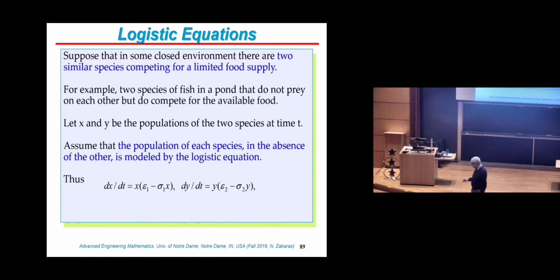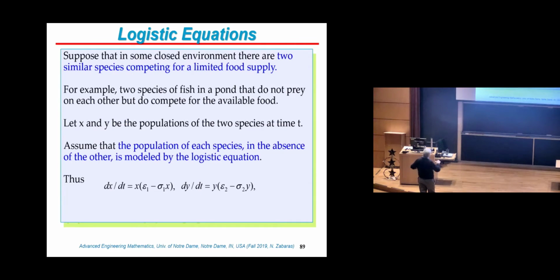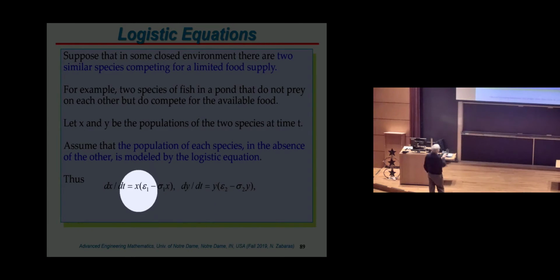So X is the population of one species and Y is the population of another species. The two equations that you see for the growth of the population X and Y are for when there is no competition between X and Y. So the two species live on their own, don't bother each other. So epsilon 1 here, for example, is the growth rate of X, right? You can see dx over dt equals X times epsilon 1.